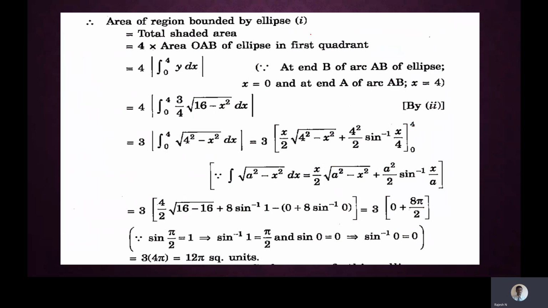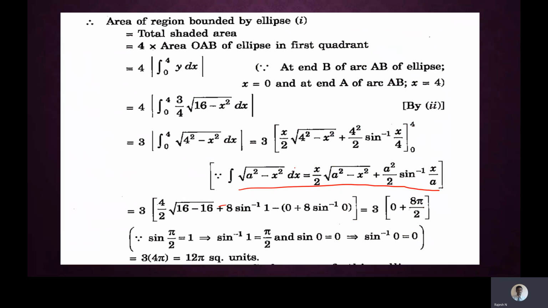You remember the formula? Integral of root a squared minus x squared is x by 2 into root a squared minus x squared plus a squared by 2 into sine inverse x by a. Here root of 16 minus x squared means 3 into x by 2 into root of 4 squared minus x squared plus 4 squared by 2 into sine inverse x by 4. If you apply 4 squared minus 4 squared, this is 0, plus 8 sine inverse 4 by 4, that means 8 sine inverse 1.